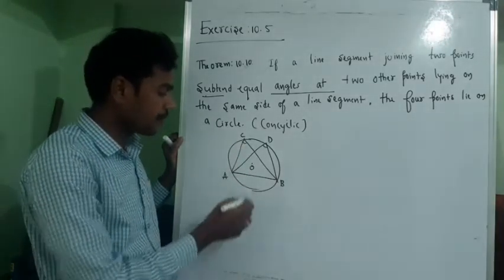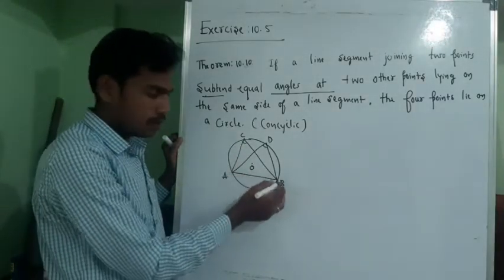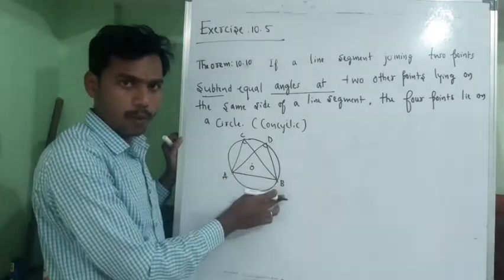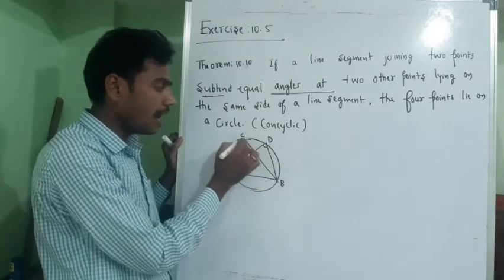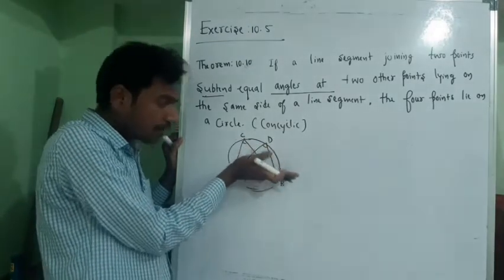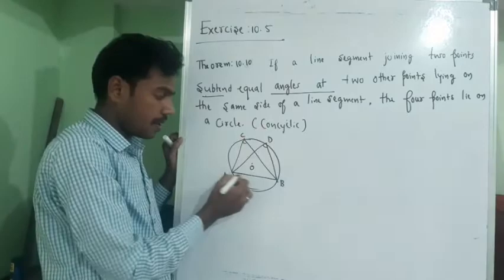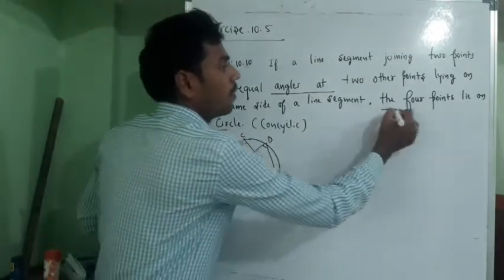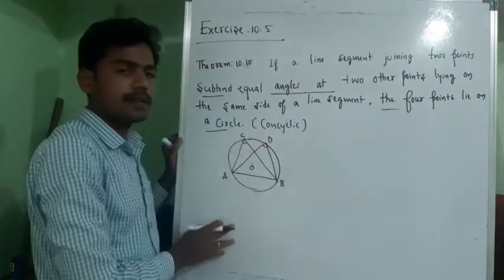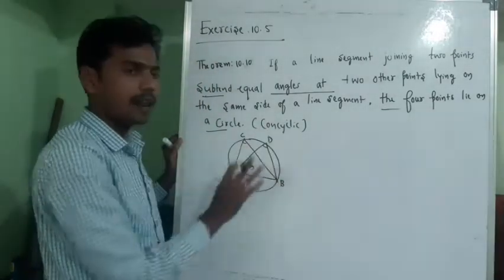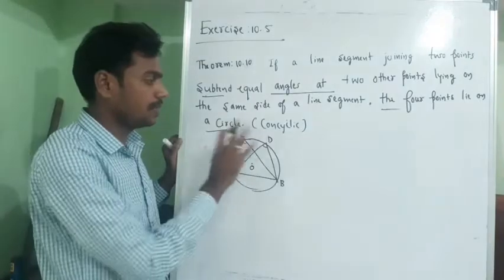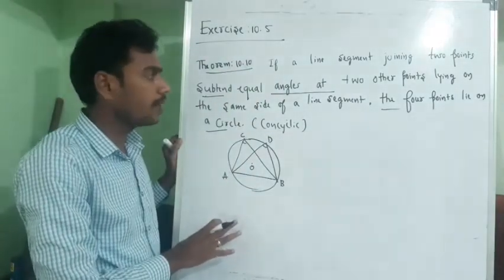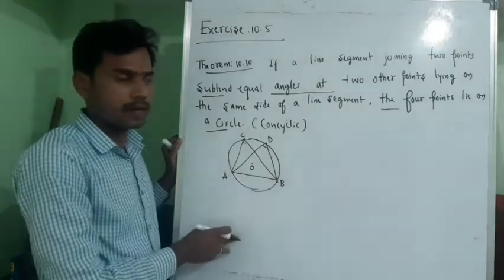A line segment joining 2 points subtends equal angles at 2 other points lying on the same side of the line segment, then the 4 points lie on the circle. The 4 points A, B, C, D lie on a circle. So this is theorem number 10.10, and the proof is not that important. So all the 3 theorems are very important. Please note this down.